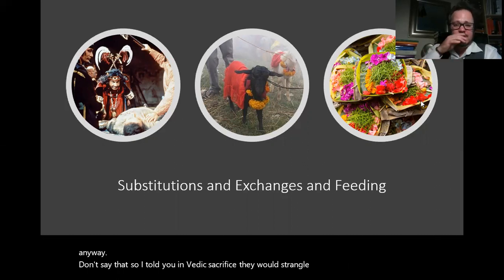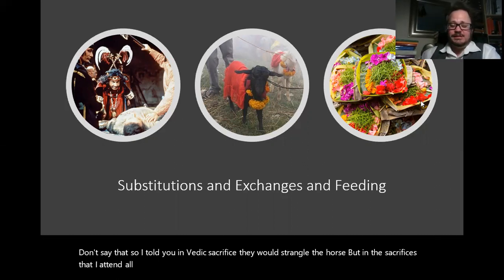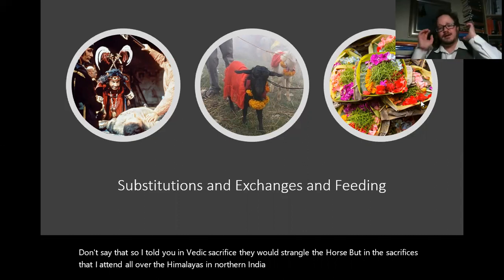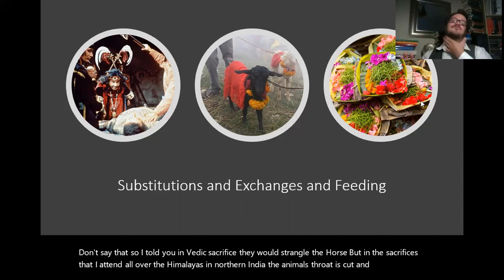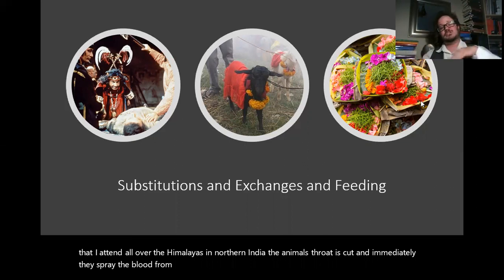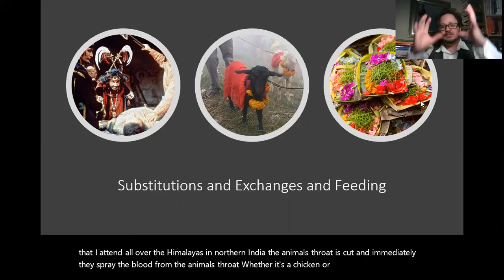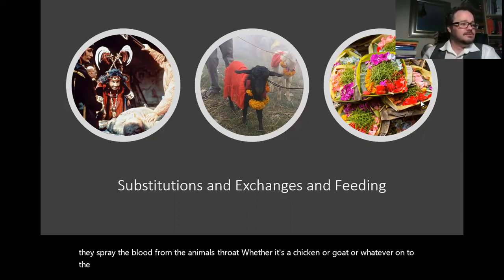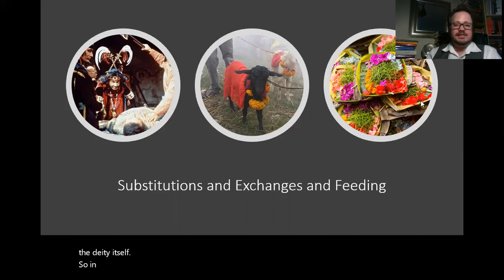Anyway, I told you in the Vedic sacrifice, they would strangle the horse. But in the sacrifices that I attend all over the Himalayas in northern India, the animal's throat is cut, and immediately they spray the blood from the animal's throat, whether it's a chicken or a goat or whatever, onto the deity itself.